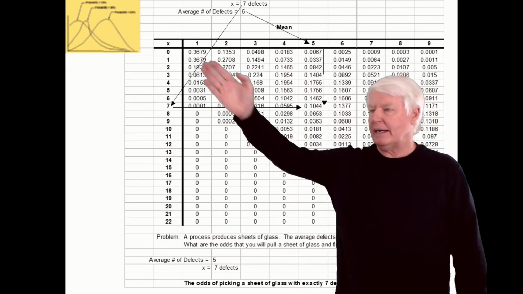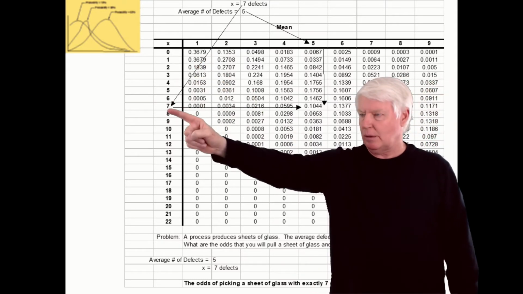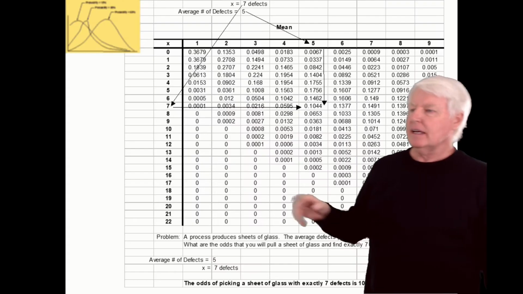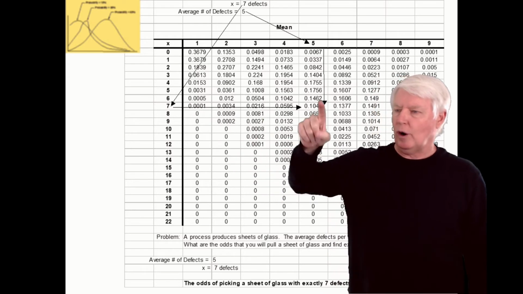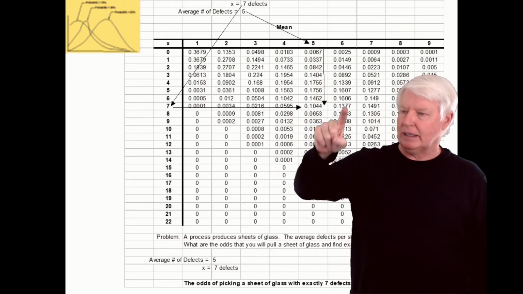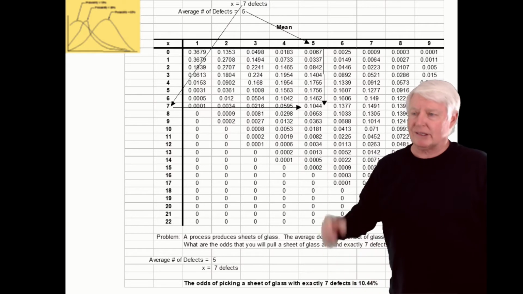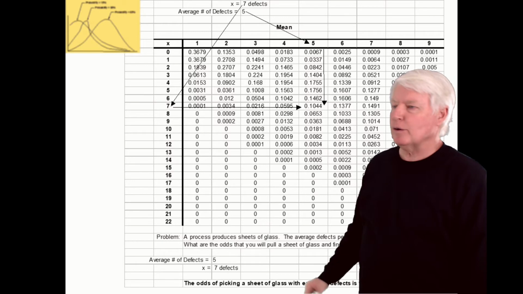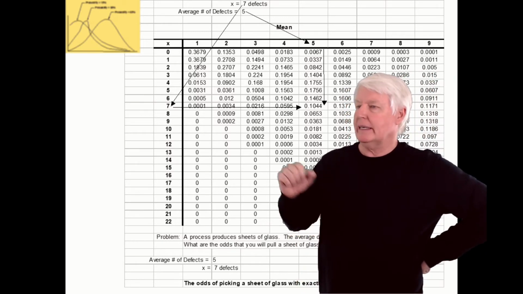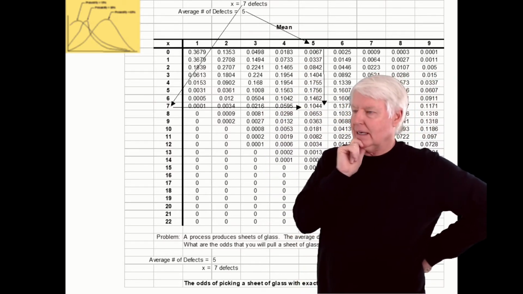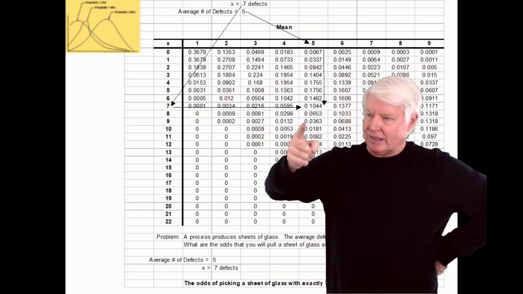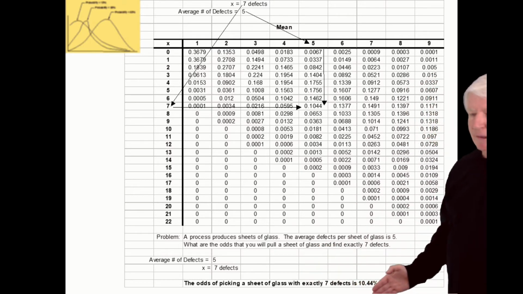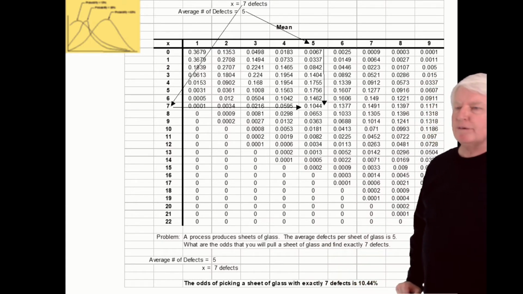And then you go over to how many you are looking for. They call that X on this table. It's 7. Remember, they want to know the probability of finding exactly 7. And so there's the 7. Where this row and that column intersect, that's the probability of that situation taking place, which is 10.44 in this case, 10.44%. If the mean is 5, then the probability of getting 7 is 10.44. So the odds of picking a sheet of glass with exactly 7 defects is 10.44, as it says there.